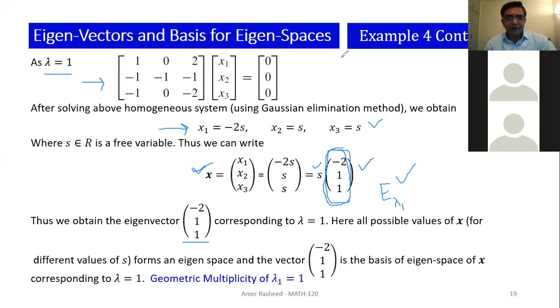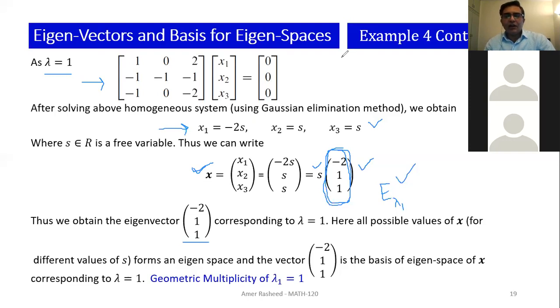Okay, I hope you got it. So it is a line in 3-dimension R3. It must be passing through origin, because when s is 0, everything will be 0. So this straight line is passing through origin, and it forms a space. Geometrically, it will be a straight line in R3.